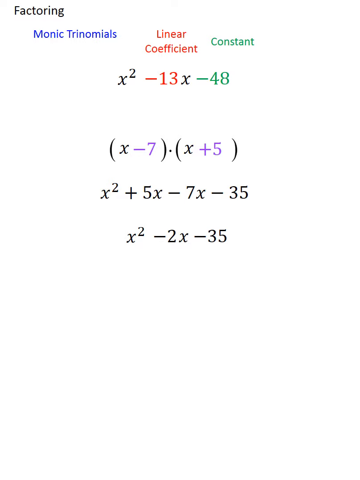Now, before we go any further, if you're not familiar with FOIL, or at least this kind of multiplication under another name, I highly recommend going back and watching a video called Polynomials Multiply, which I've produced. If you are comfortable with this kind of multiplication, let's move on. What we notice here is that the purple numbers add up to the red number. And the purple numbers also multiply to make the green number. And this, by the way, is a nice shortcut for multiplying monic binomials.